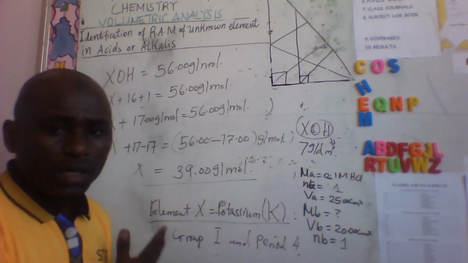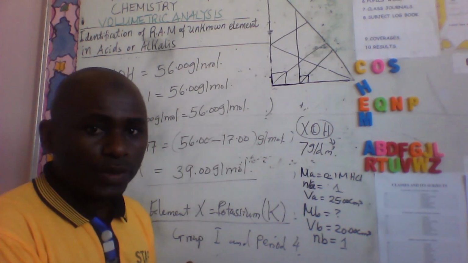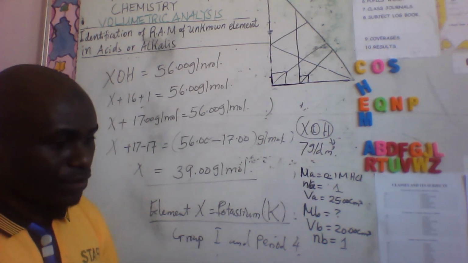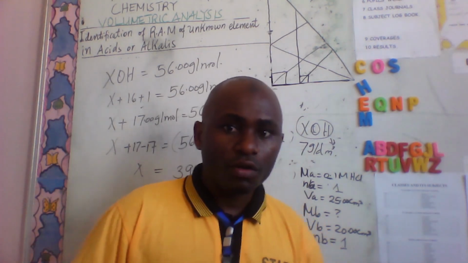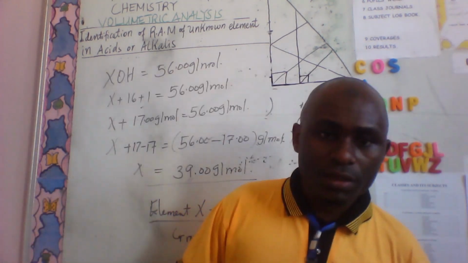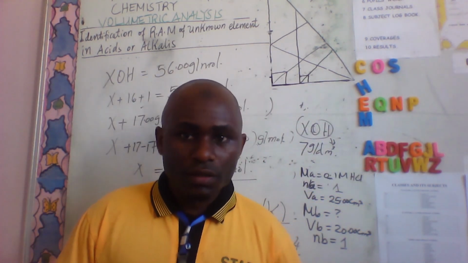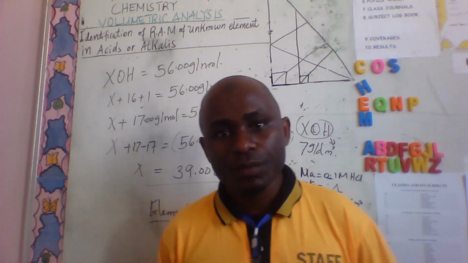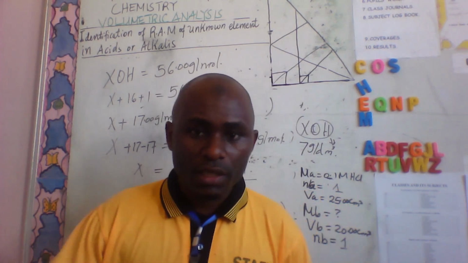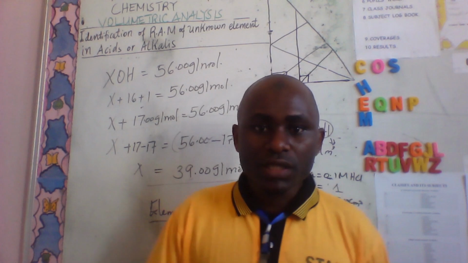This is the simple way to identify the unknown element in a given compound, and also to find out the relative atomic mass of an unknown element in either an acid or a base by using the titration data.